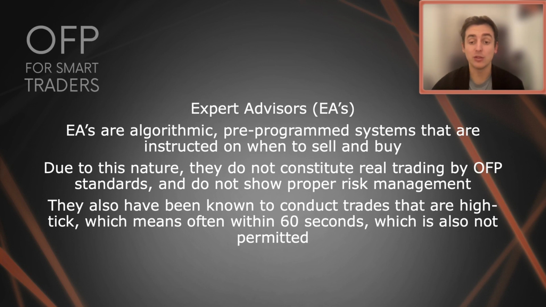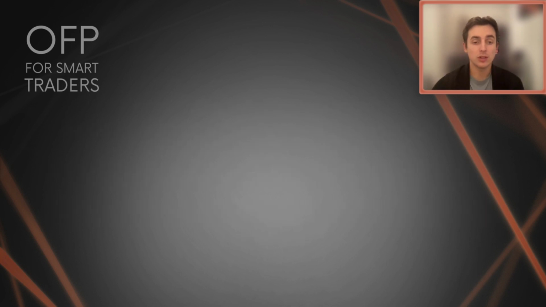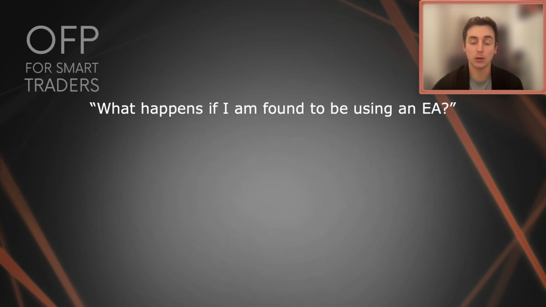So this is potentially within a gap, within any certain period where they're trying to exploit anything within a market. So they might purchase and sell, or sell and then repurchase stock within 60 seconds, as this is something they've been instructed to do, and that will automatically be flagged up as it's not permitted under the sub-minute trading rule here at OFP.